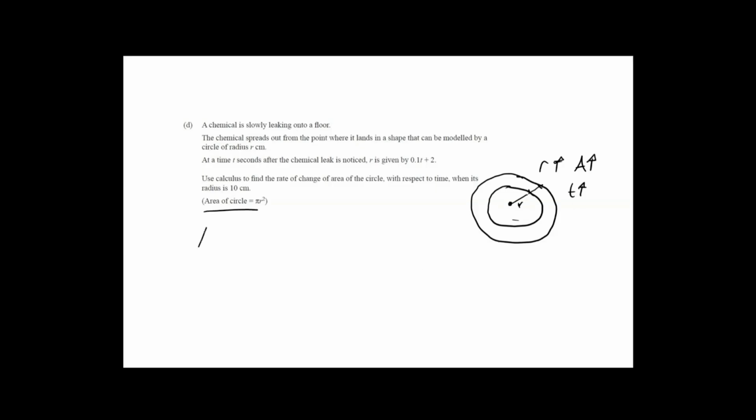Okay, so let's look at what we've got. We've got our little formula here. We have area in terms of r, and that's pi r squared. We have the radius in terms of t, so radius as a function of t is given as 0.1t plus 2. We're given an absolute number here where r equals 10. So at some stage r is going to equal 10. What is going to be the change of the area with respect to time? So in other words, we want to find dA over dt.